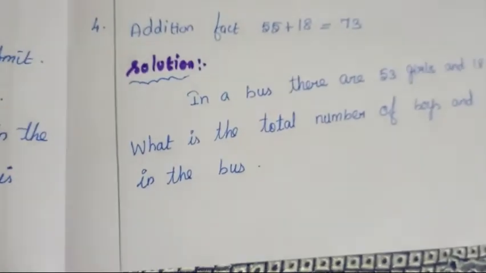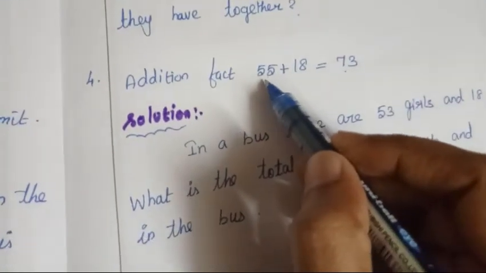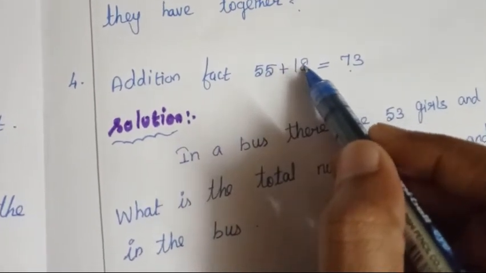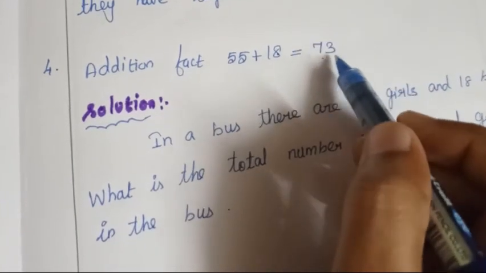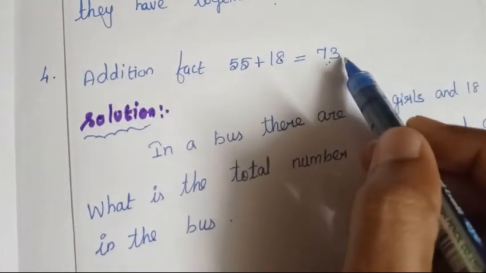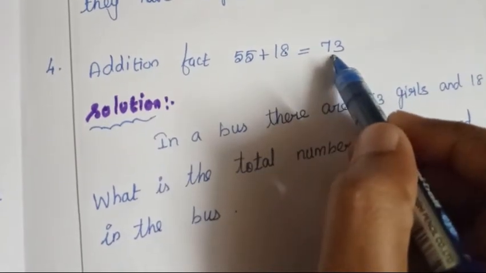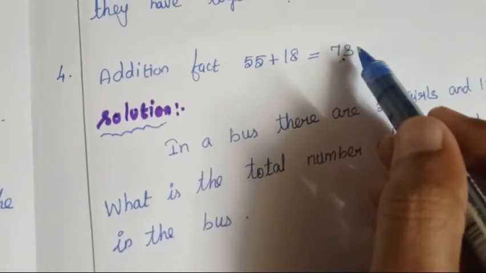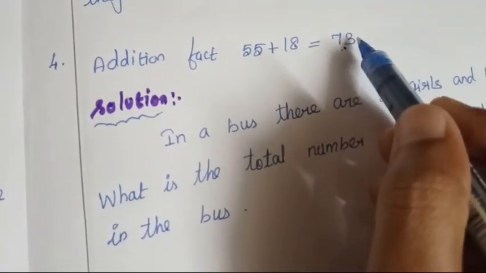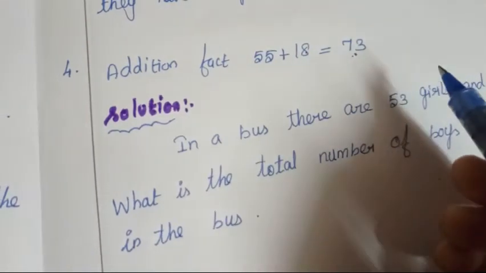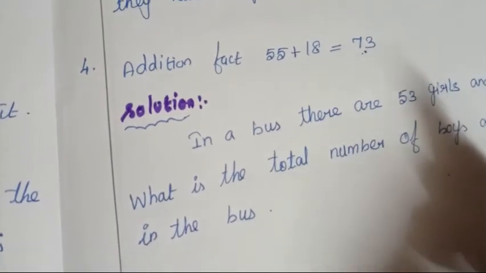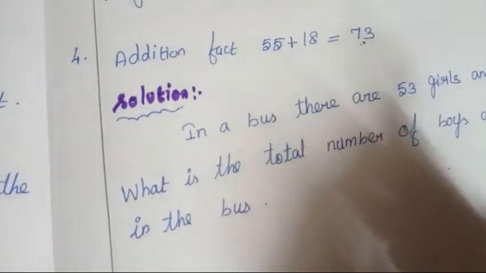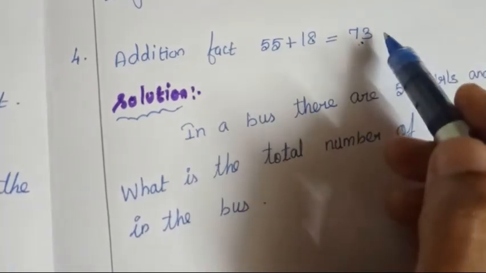Okay, children. So first we have to frame the statement related to 55 and 18. Then next we have to frame the question related to the answer 73. If you are going to frame a word problem for this answer, you can ask questions like what, how, how much, or how many more, to frame a word problem.